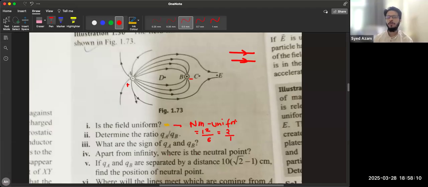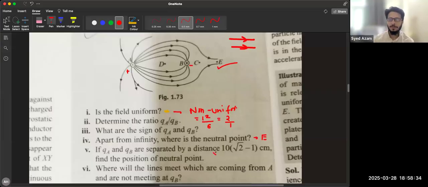Apart from infinity, where is the neutral point? Can you find the neutral point anywhere? D. Not D. Near D, field lines are not parallel. Near the neutral point, field lines are always parallel. They are parallel at E. So the neutral point is E. We can skip this question for the time being.